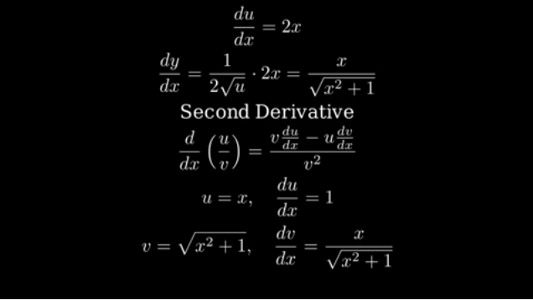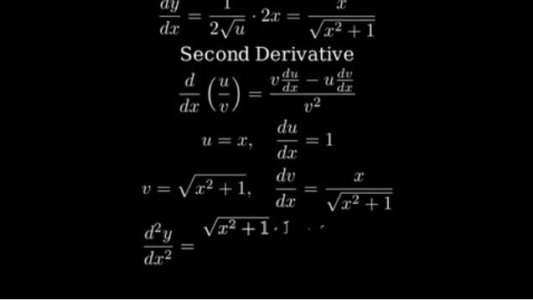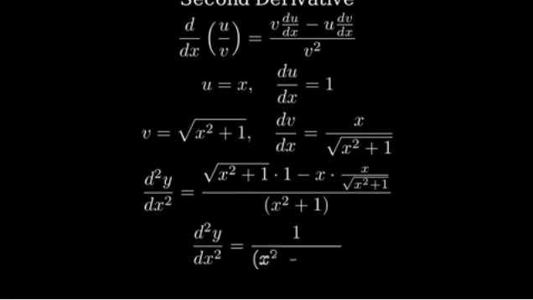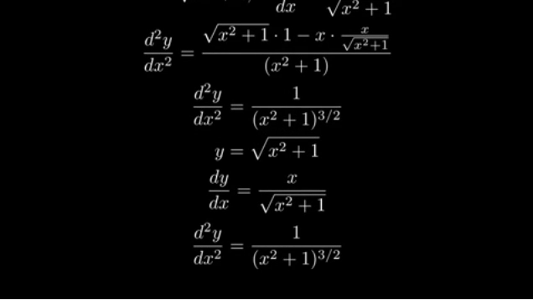Now, let's apply the quotient rule. After simplification, we get 1 over the quantity x squared plus 1 to the power of 3/2. To summarize, we've found that the first derivative of y equals square root of x squared plus 1 is x over the square root of x squared plus 1, and the second derivative is 1 over the quantity x squared plus 1 to the power of 3/2.